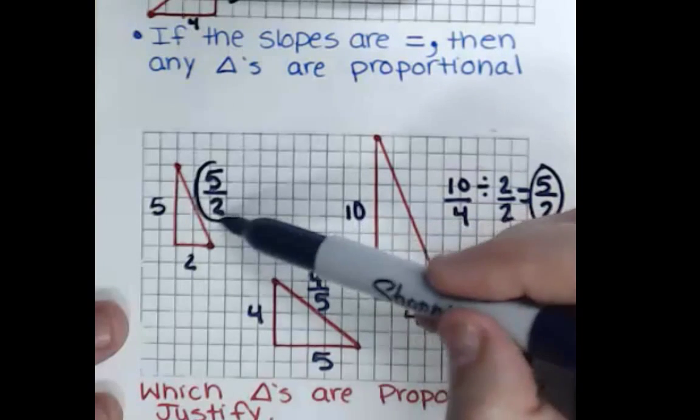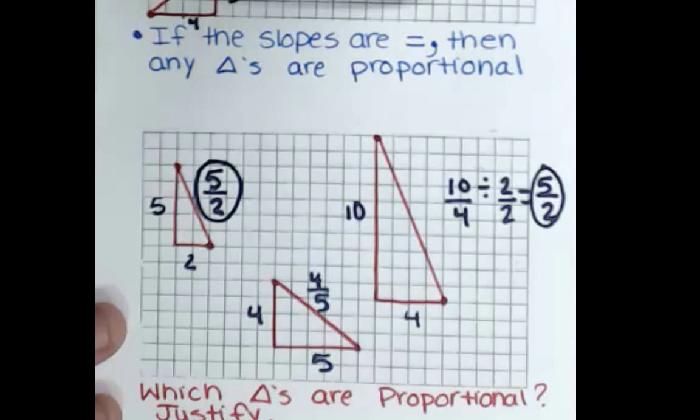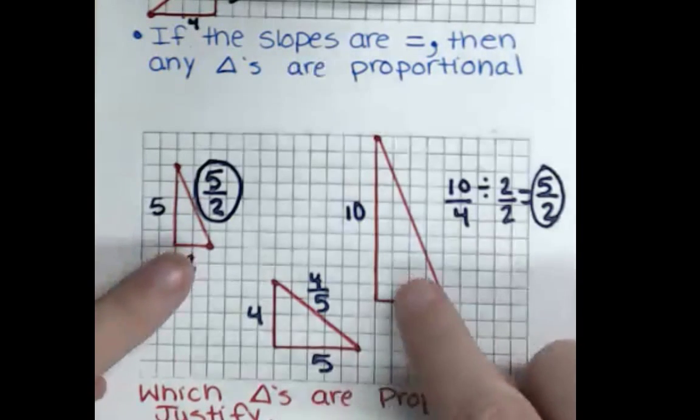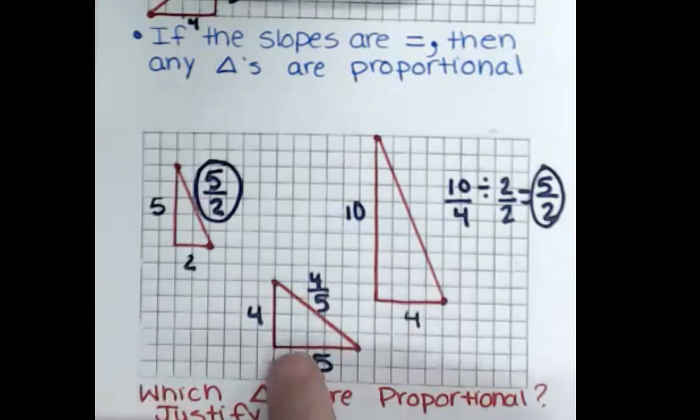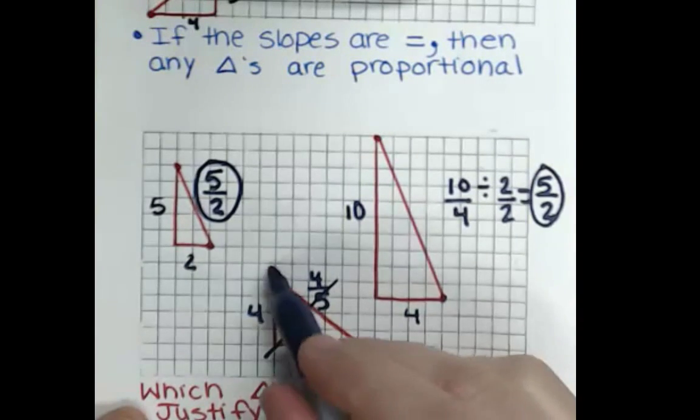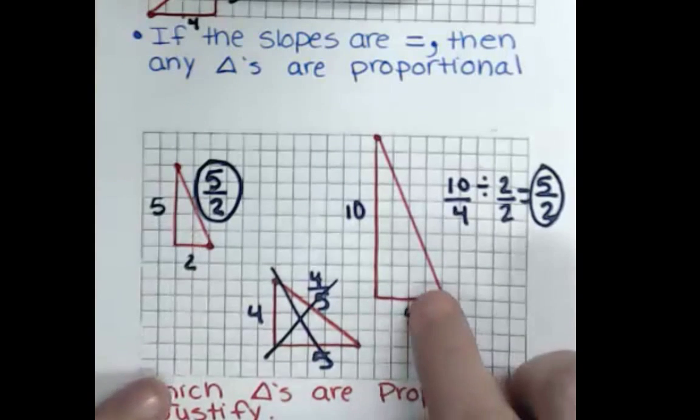The slope of the first triangle was 5/2. Therefore, we can conclude that these two triangles are proportional, and this third triangle is neither proportional to the first one or the last one.